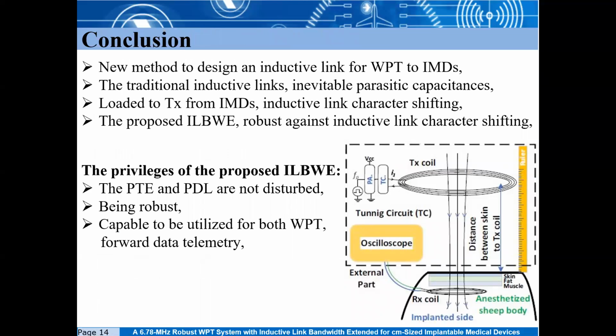As a conclusion, we proposed a new method to design an inductive link for wireless power transmission to IMDs. The traditional inductive links were affected by inevitable parasitic capacitance, while in the proposed methodology, the critical issue is solved. The privileges of the proposed link are summarized here.